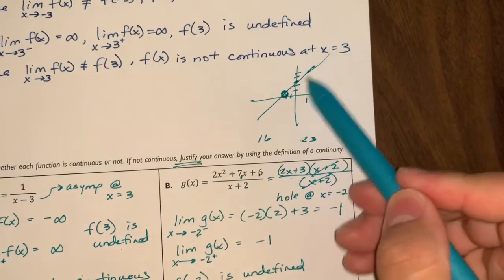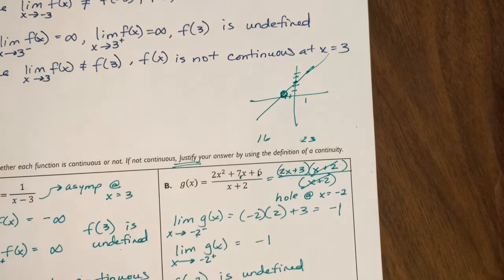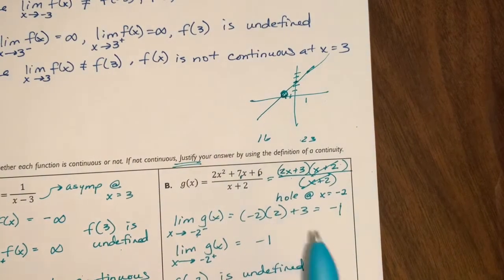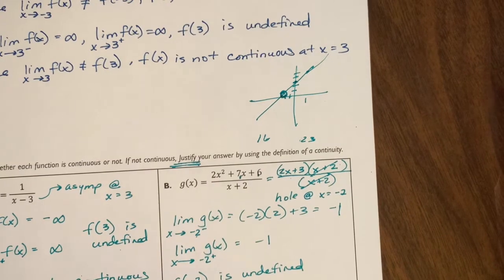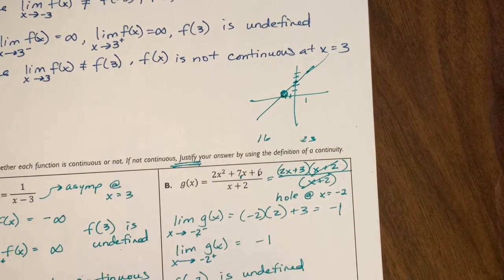So the limit as you approach negative 2 from the left and the right is going to arrive at the same place at negative 1. But the problem is g of negative 2 is undefined. So again, I know you can just say that you have a hole, but if they ever ask you to justify your answer, you have to show them the conditions that we learned at the beginning of this section. So we know that g is not continuous.